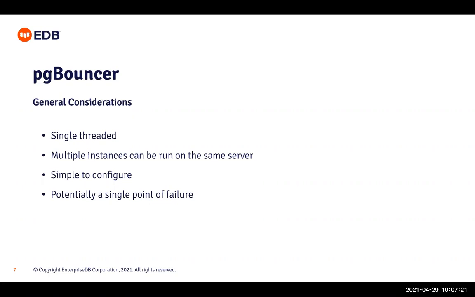So if you are using multiple connection poolers, you'll have to somehow check the health of multiple instances and then failover or provide HA on your own, because pgBouncer doesn't provide any kind of health check or HA.